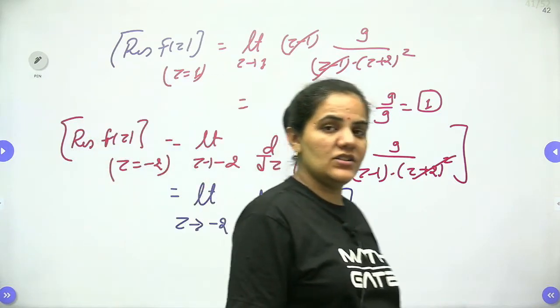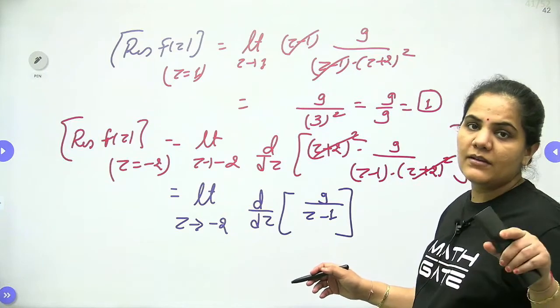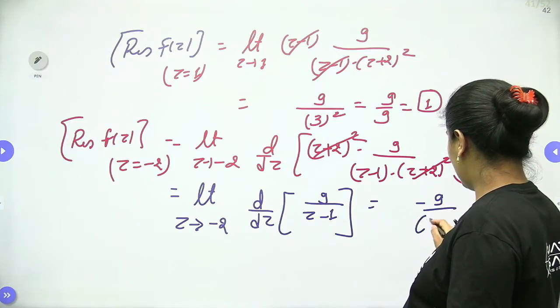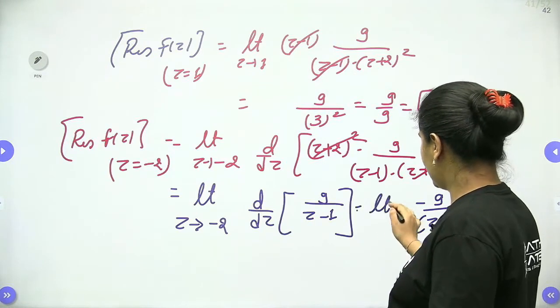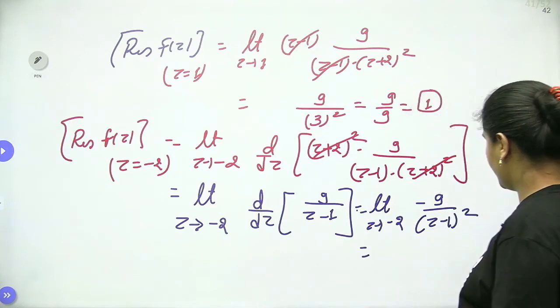We know the differentiation of 1 by x is minus 1 by x square, right? So here it will be minus 9 by (z minus 1) whole square, and the limit is already minus 2.